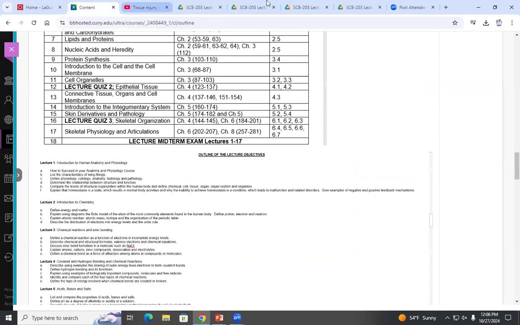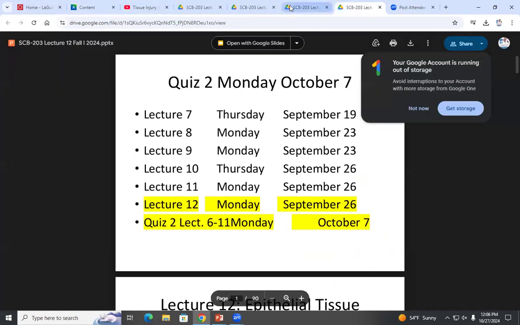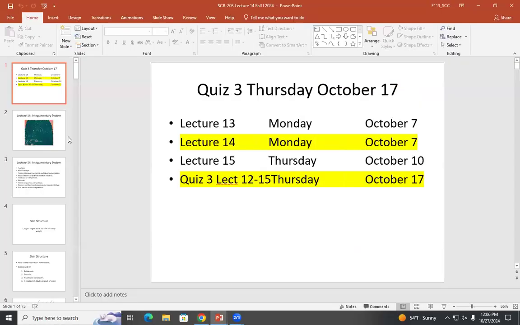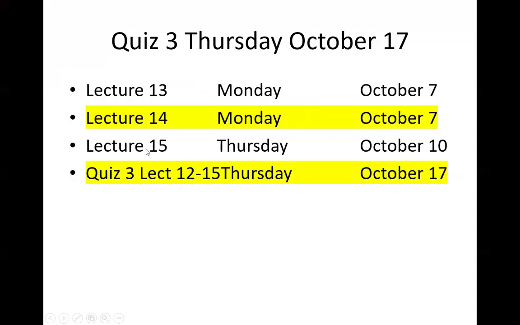Okay, now it's time to do the last two lectures. So now we're going to go into the integumentary system. We've talked about the integumentary system.